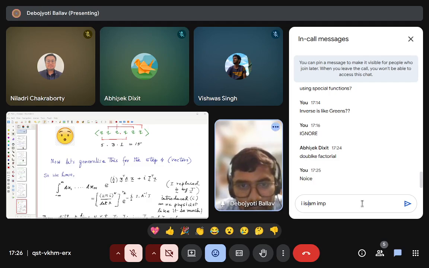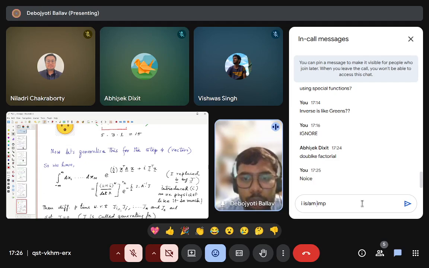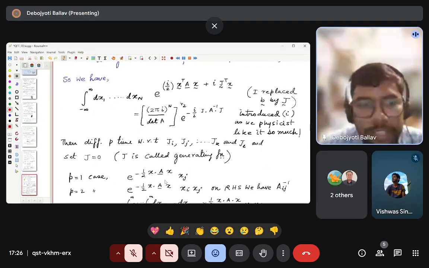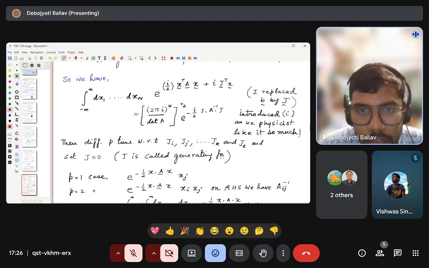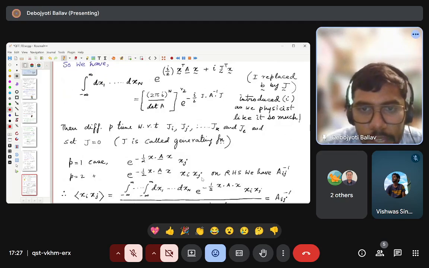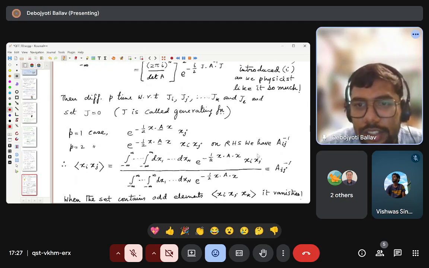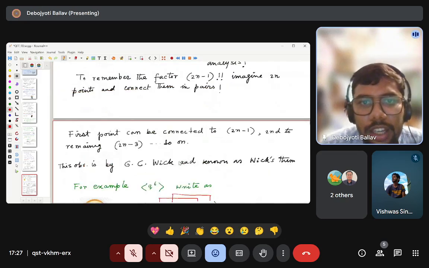So now, if I do the same thing with this quantity, what should I do? Now I can take a derivative of this with respect to ji, jj, jk, jl, all the j's, and then put j equals to 0. So if I take a derivative with respect to j once and put j equals to 0, we have a factor like this, with an xj. Then if I take ji, jj, I have a factor xixj. So what will be this xixj average? If you calculate this, that will be aij inverse, just analogous to this q square.